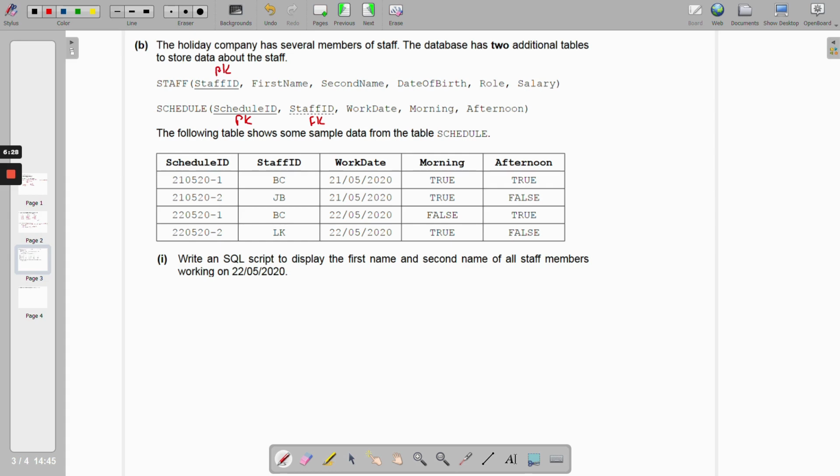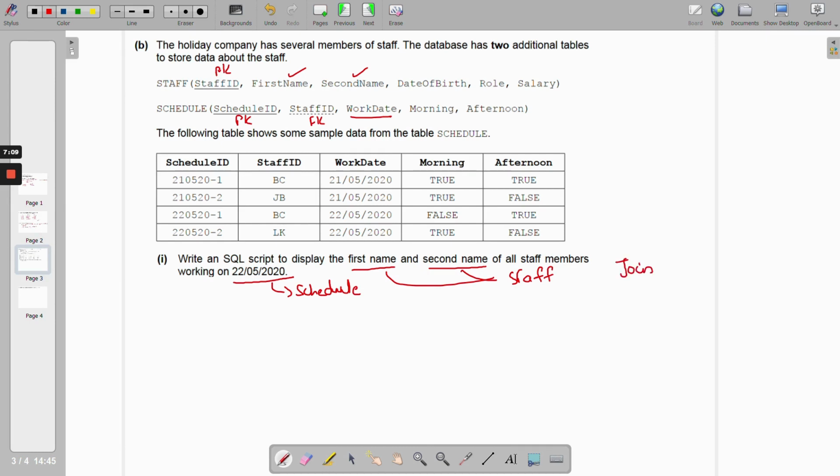Now write an SQL script to display the first name and the second name of all the staff members working on this particular date. Now if you look at this, one criteria from this query, that is first name and the second name, are present in the staff table. So these two fields come from the staff table, and this working on this particular date, that is the work date, this is from the schedule table. So your data is being drawn from more than one table, which would require a join condition.